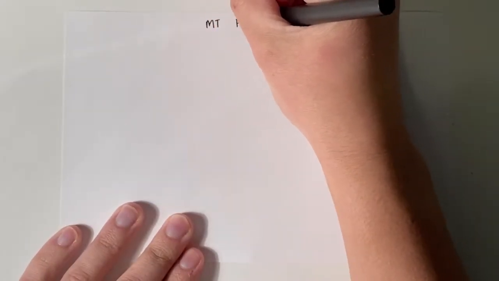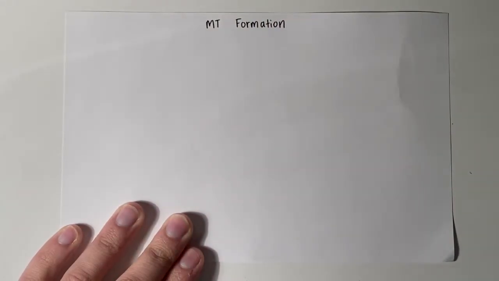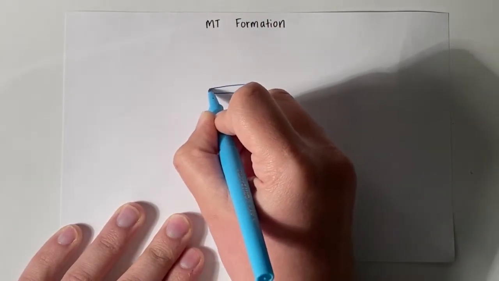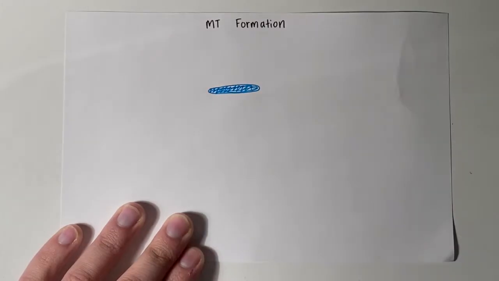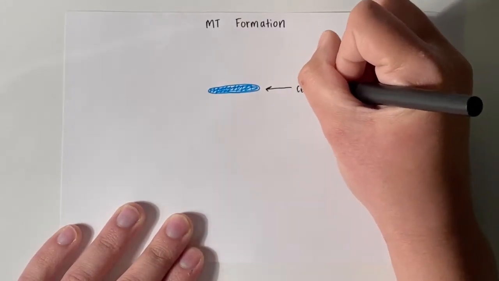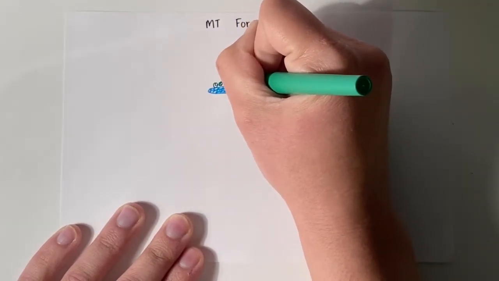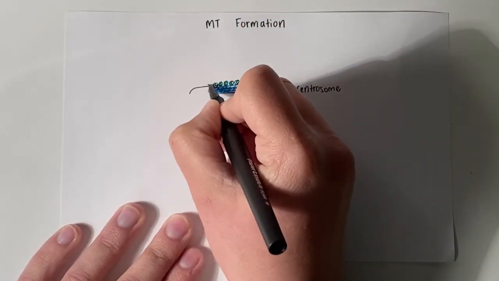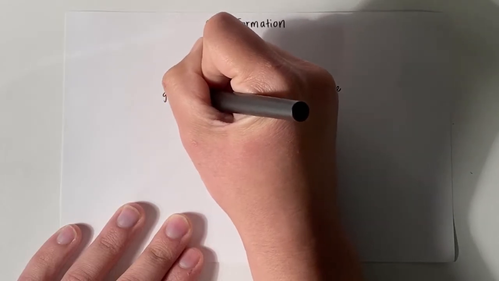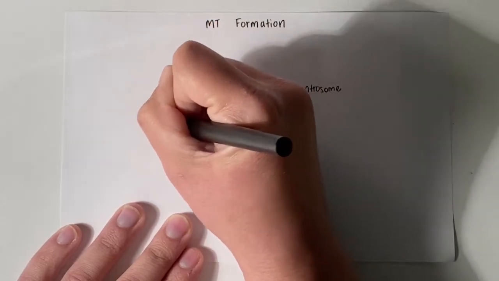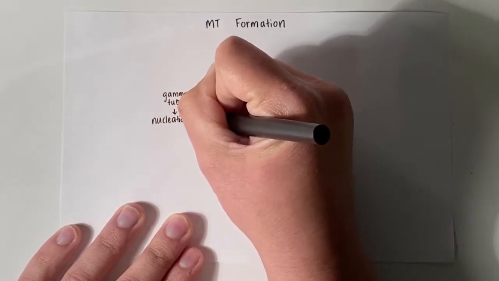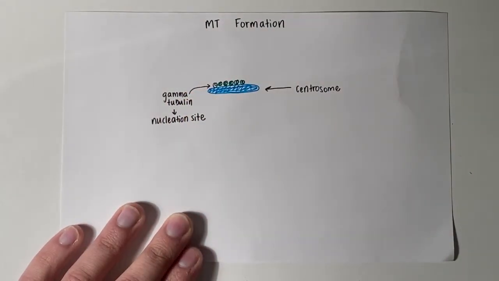The formation of microtubules is dependent on the centrosome. As mentioned, the centrosome is where the MTs originate from. They serve as tubulin organizers. The centrosome contains a third type of tubulin called gamma. This is a ring-shaped structure that serves as the nucleation site. It's the starting point for microtubule formation.